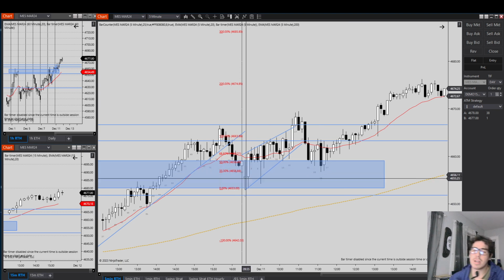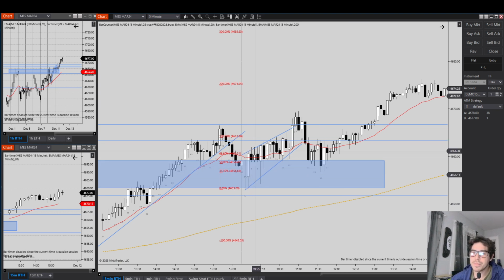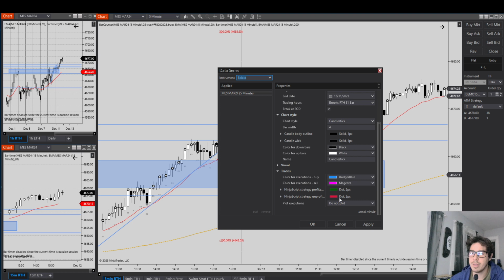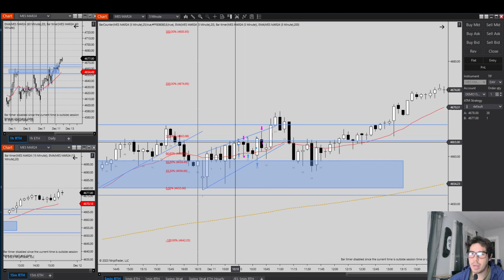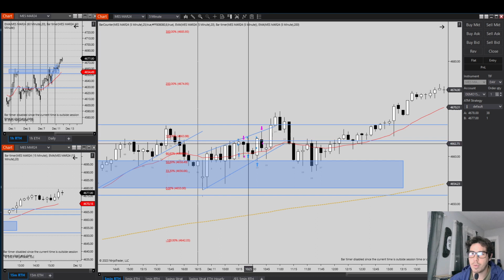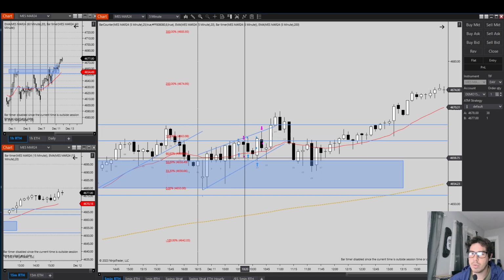We get this nice couple bars up, but we stall out here. Let's see if I took any trades over here in the morning. I had, yeah, so I bought betting on trend resumption up. We had a couple strong bars, but we started breaking below.